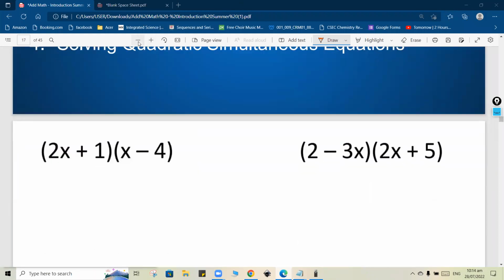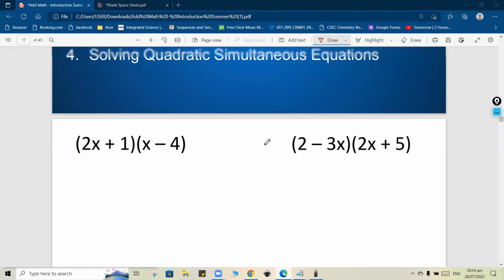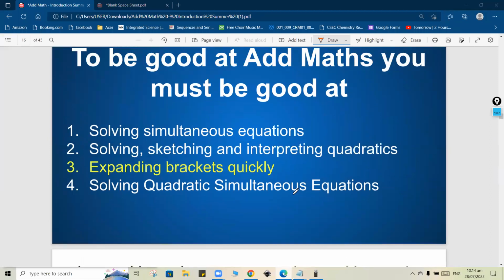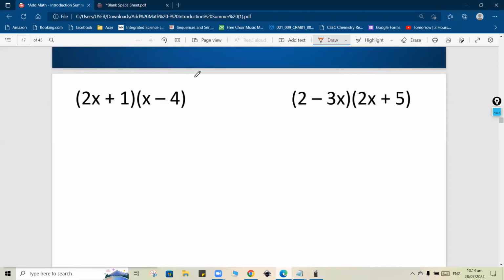I just want to make sure we're able to expand brackets carefully, which is what the next part here is about. I'm not going to spend too long on this. So we have to just refresh your memory on how to expand brackets, a Form 3 topic. I want everyone to take down this question quickly, and we're just going to quickly get rid of those brackets. Keep in mind, if you multiply two x's, you will get x squared. X multiplied by x is x squared.